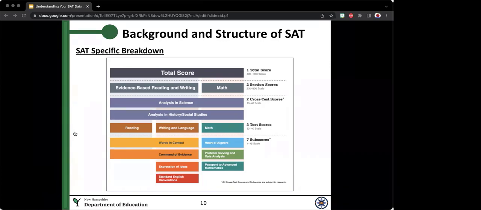When we look at reports here in a little bit, this will hopefully make a little more sense. And then within all of those categories are even more specific subscores that you could break things down into. And then the essay is a separate score, and we're going to talk about the essay a little bit on this next slide.